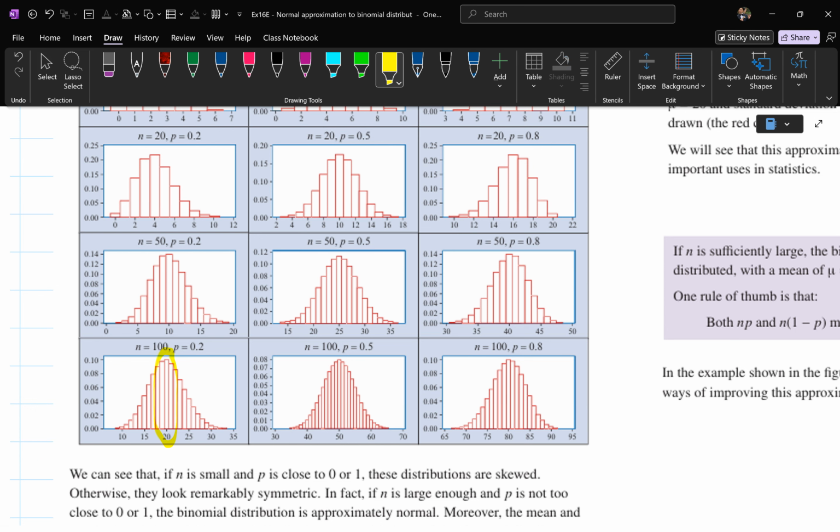Whereas over here, the probability is 0.5. Then 0.5 of 100, you expect most of your data starts to sit at 50. And then same thing with 0.8: 0.8 of 100, most of your data sits around the 80 mark. So what we're seeing here is that the larger the number, the more symmetrical it looks. And because it looks more symmetrical, that means it has properties of a normal distribution, right?